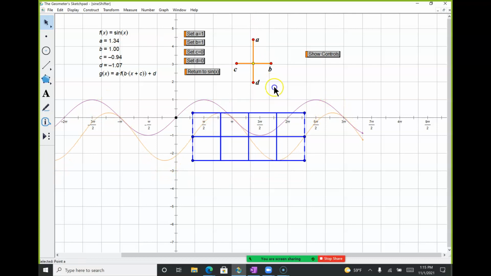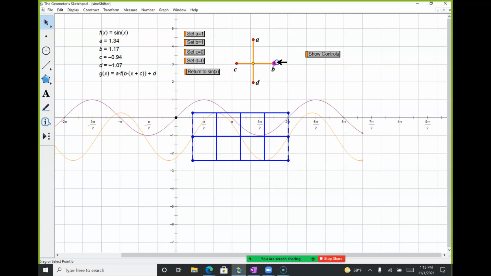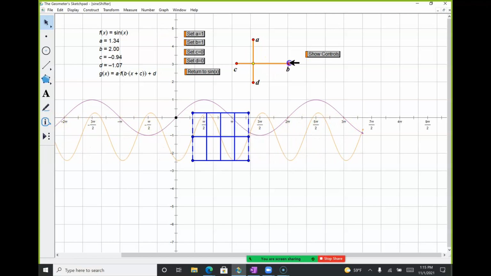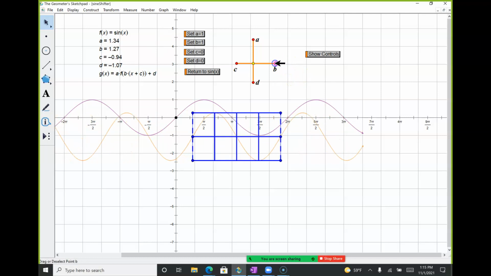And then B is the frequency. This one's difficult, right? As I increase B, my x box scrunches because x's behave inversely. So if I'm multiplying by 2, it actually means give me half of the period. If I divide by 2, it means give me double the period. So that's pretty strange. But we've talked about it already.